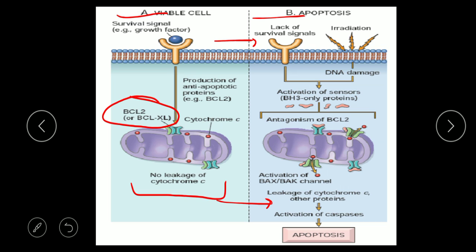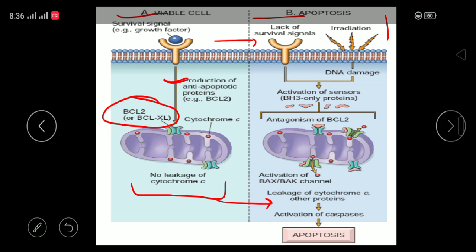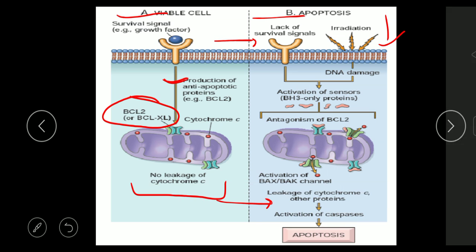Okay, guys, here production of anti-apoptotic proteins takes place, means it is resisting, inhibiting the normal cell to go for the apoptosis process.